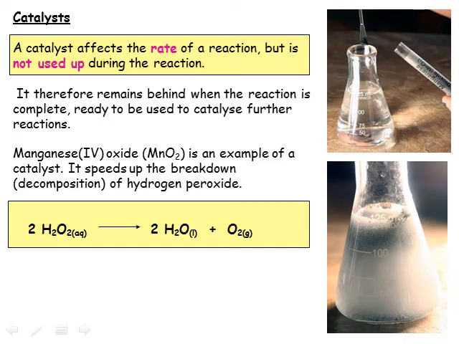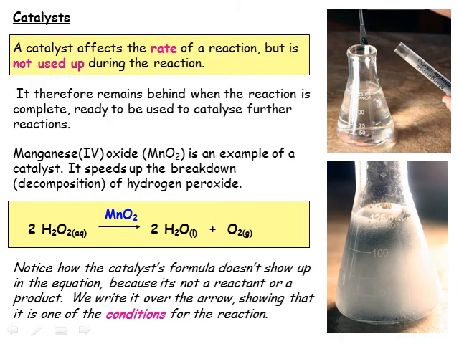Once the catalyst is added, the hydrogen peroxide solution fizzes and oxygen is produced. When the reaction is finished and the fizzing stops, all the manganese(IV) oxide is still there in the flask. In fact, we could filter it off and use it again and again. Notice also that the manganese(IV) oxide isn't written as part of the balanced equation because it's not a reactant or a product. We could write it over the arrow, showing it as one of the conditions under which the reaction took place if we wanted.